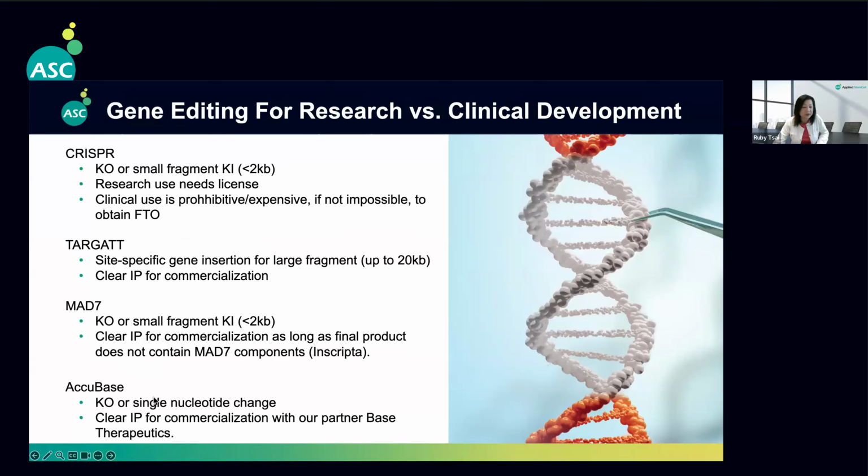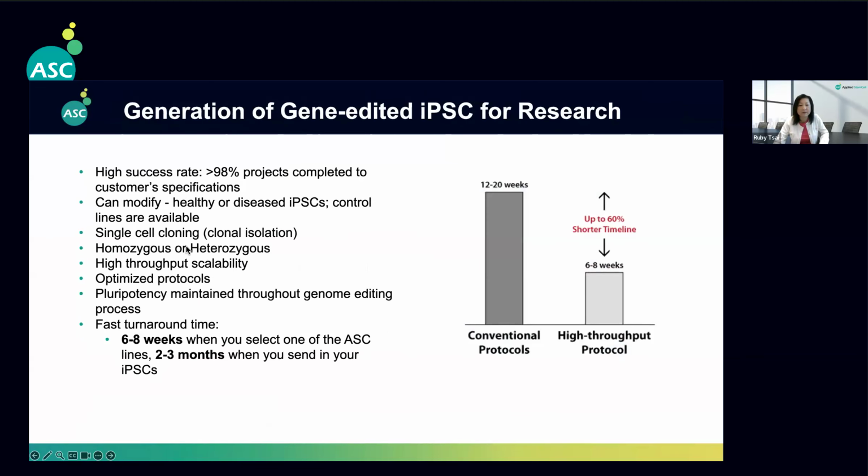And then another thing I mentioned is the AccuBase, right? So we use that for point mutation for very high safety profile feature. So for research, we mostly focus on using iPSC. We've been working with iPSC gene editing for over 15 years, so we've streamlined it. We're able to generate gene edited iPSCs within 6 to 8 weeks using our lines. And if you send your lines, we can finish between 2 to 3 months.